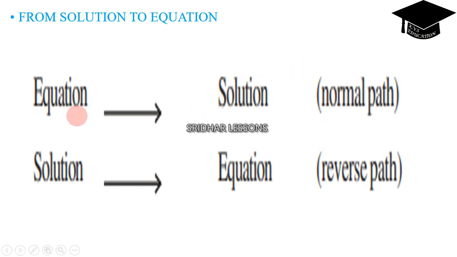For the given equation, till now what we have done, we have got the solution. This is the normal path. Till now that is what we did. And there is another method, to go from the given solution to the equation. This is the reverse path. Okay.